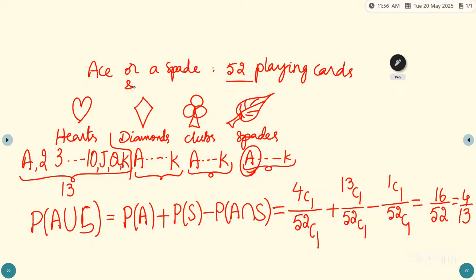Ace or spade means you have to write this. Is it clear? This is ace and spade, only 1 by 52. And "or", full stop, comma also play a very important role. You need to be very careful about that. Probability of drawing an ace or a spade is nothing but this one. Write down the next problem.